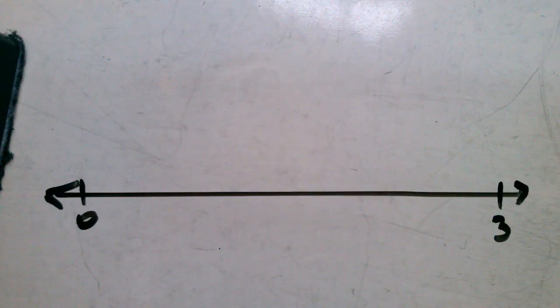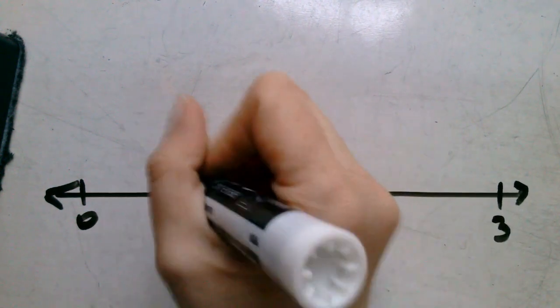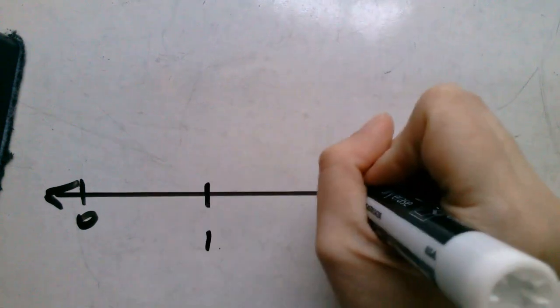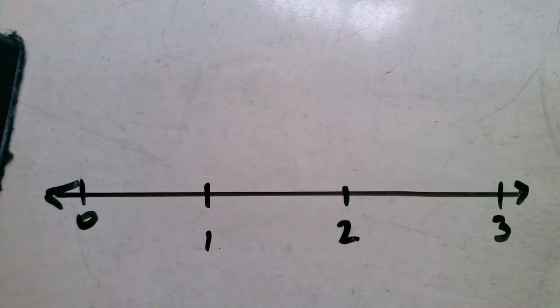Now that we have our number line on our boards or on our pieces of paper started, and we have the 0 and the 3, we need to mark off the distance between 0 and 3 to help us mark off the specific miles that the students ran. Let's put in the other whole numbers. So we have 0, let's add 1 and 2 in there.